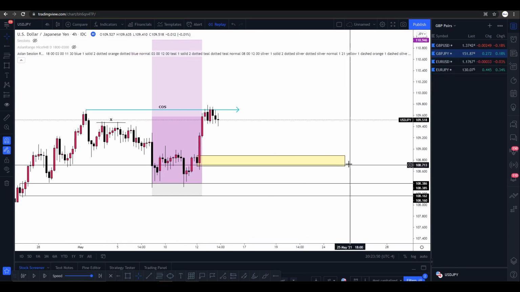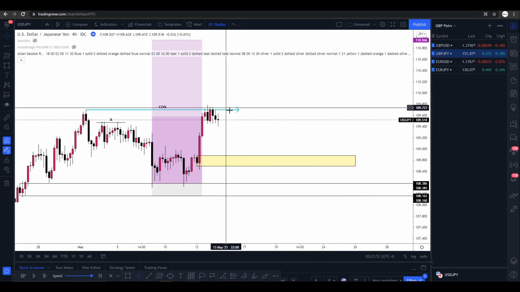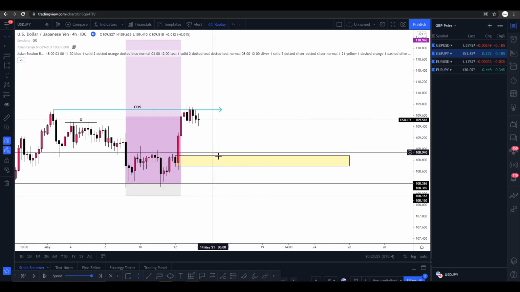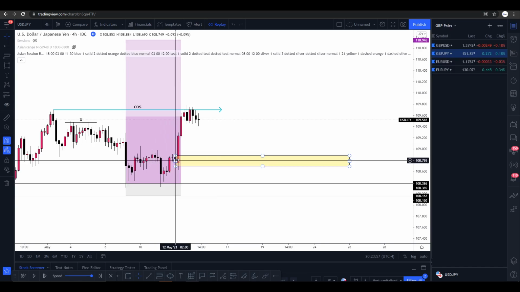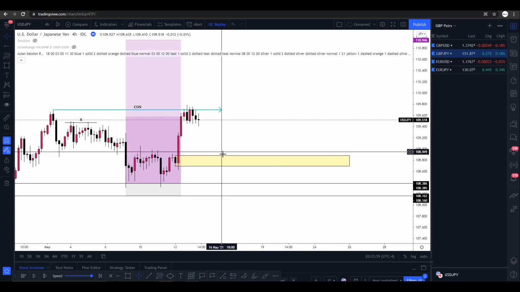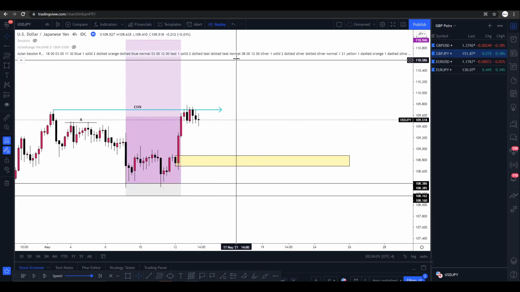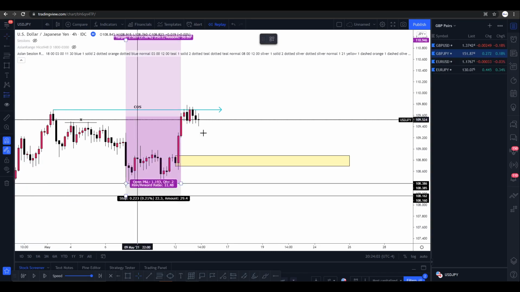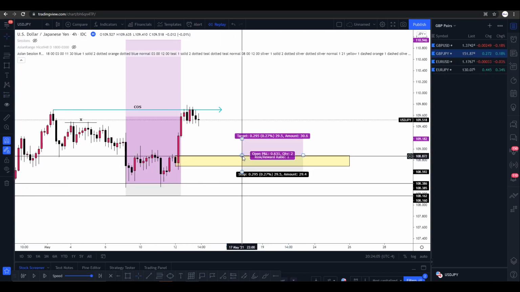So we know price needs to come back down. Well, it doesn't need to, but it's most likely going to come back down, come into here, because this is where the banks last sold and then bought at the same time. So they have to go back down, close the sell, and then push price back up. Now this is where we'd be looking to add on to our position.